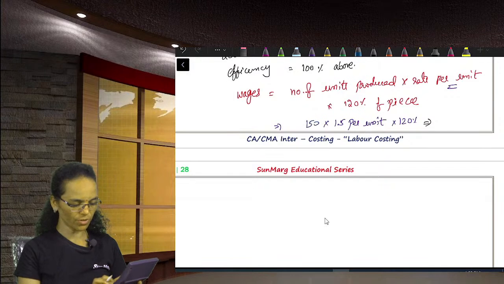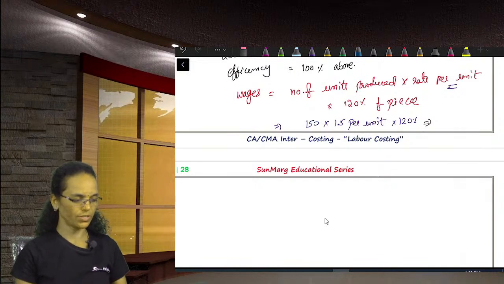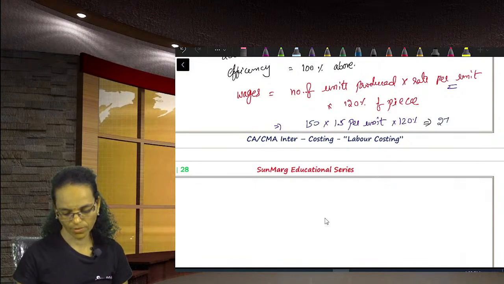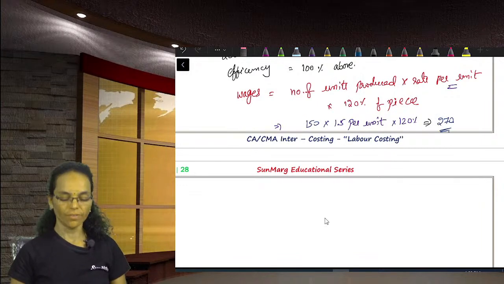150 units into 1.5 into 120%. That is 270 rupees under differential piece rate.